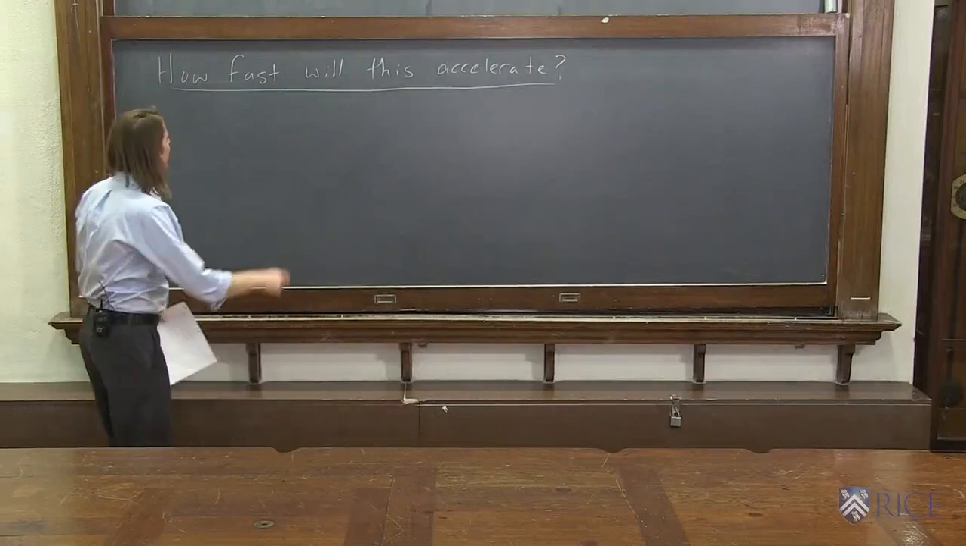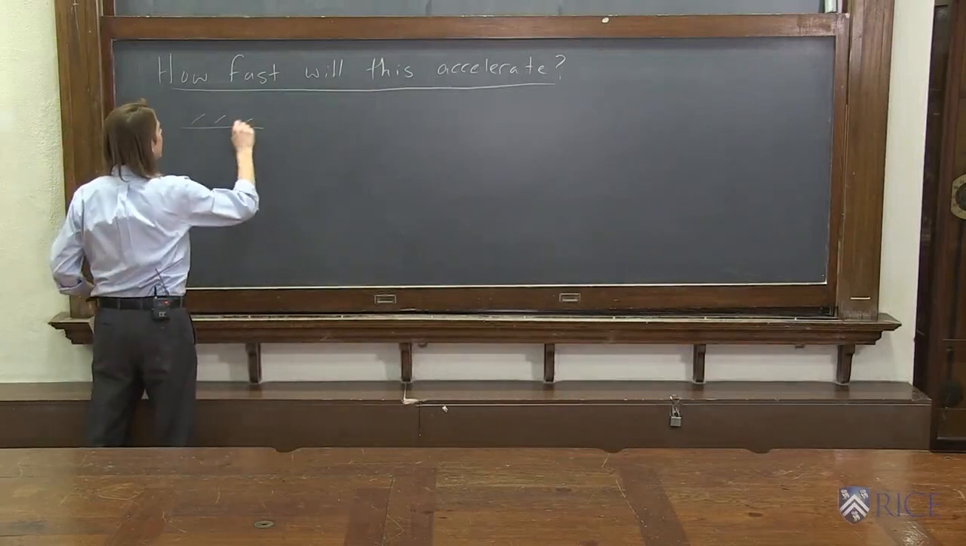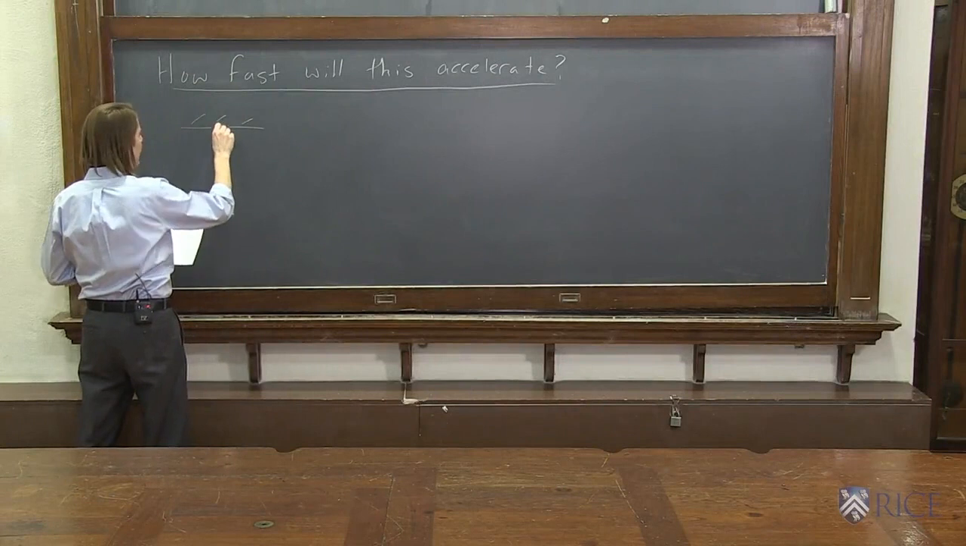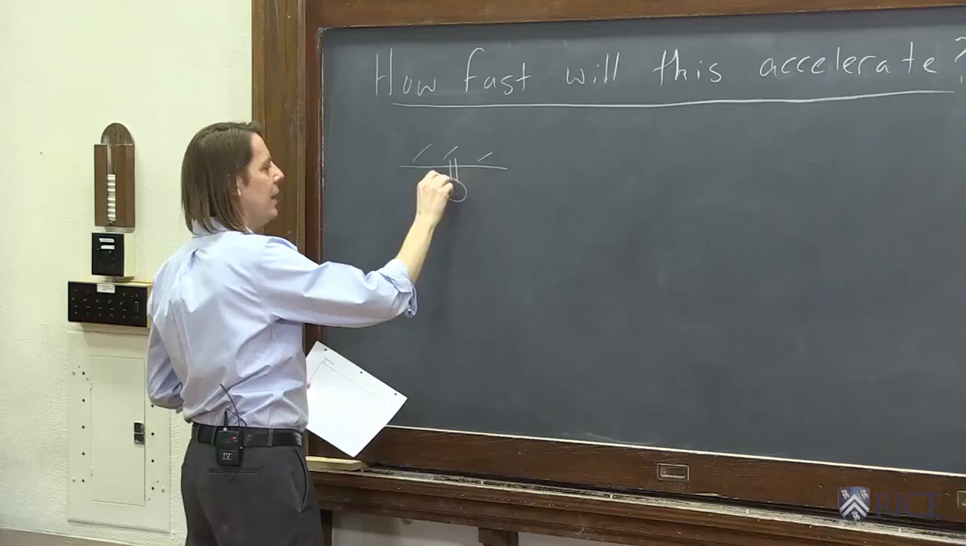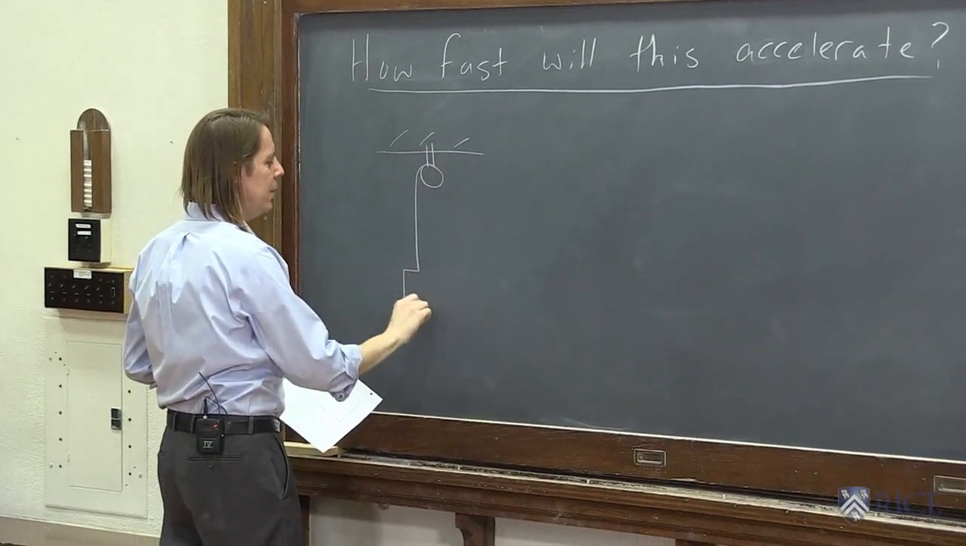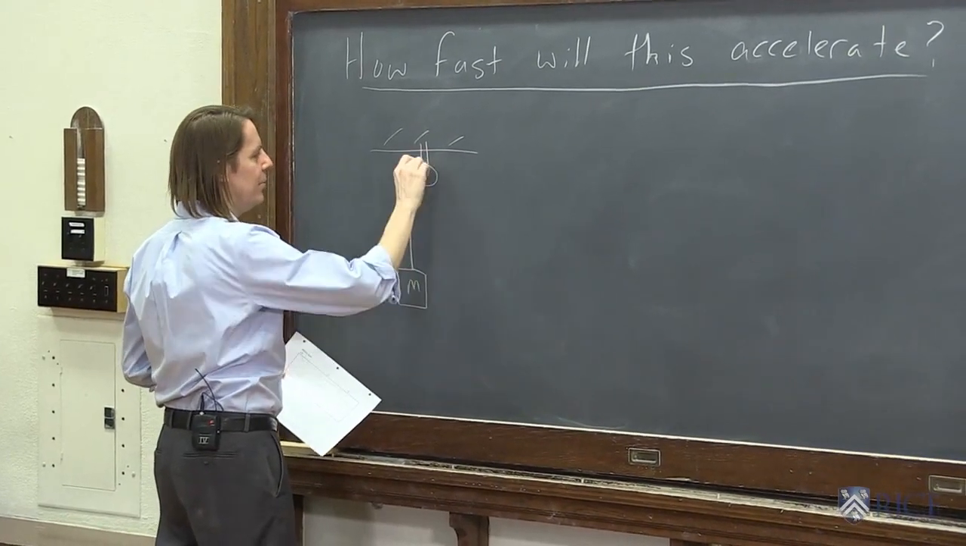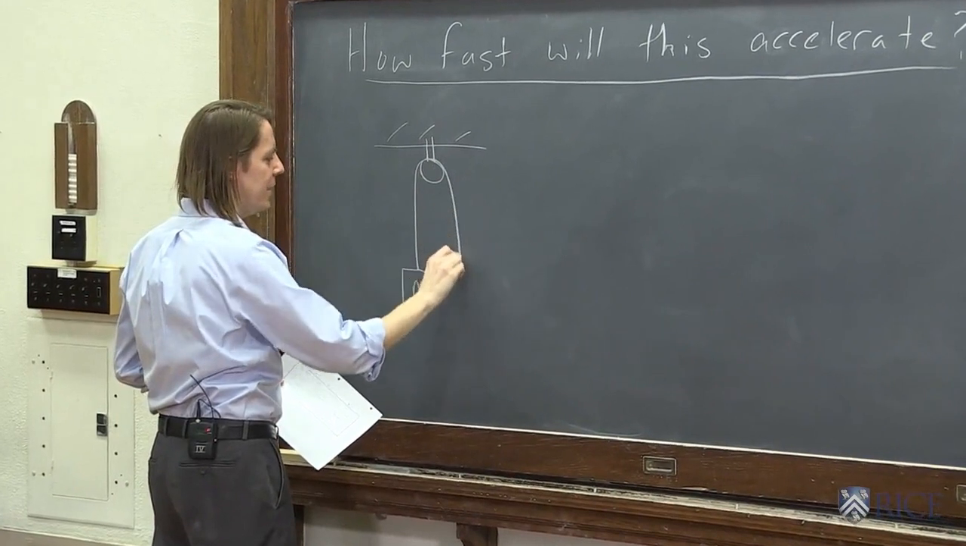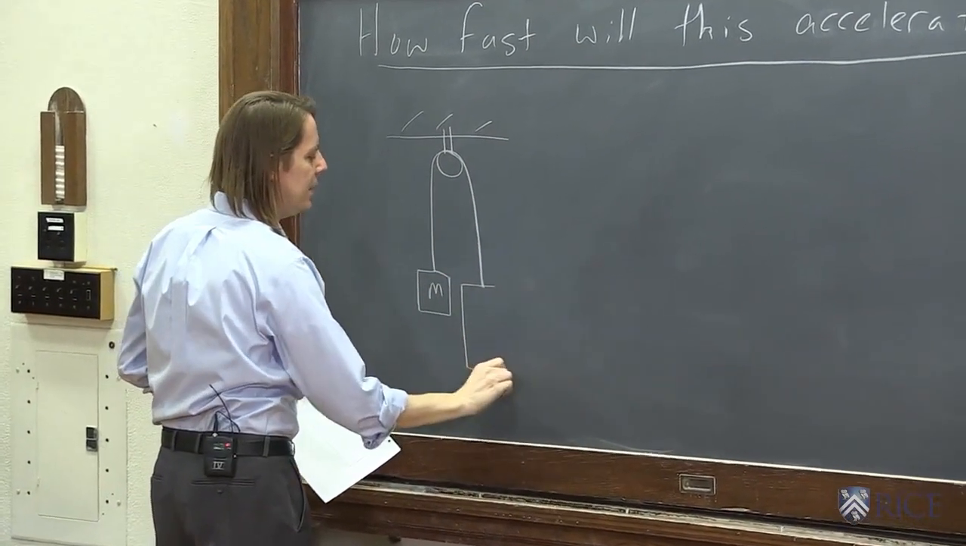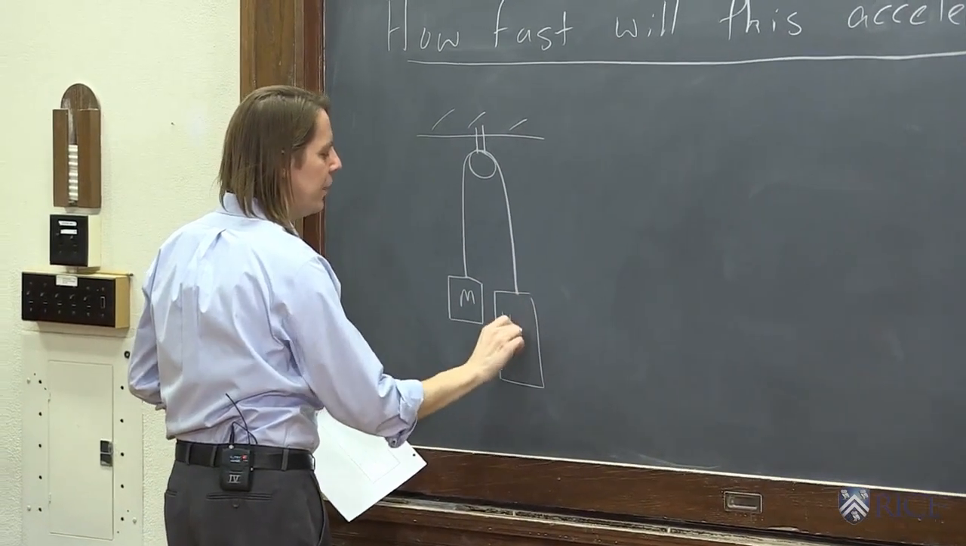In this problem, we're going to figure out the acceleration of something where we have a pulley like that, and on one side is hanging a mass m, and from the other side is hanging a mass 4m.